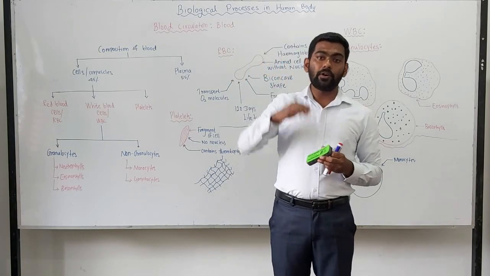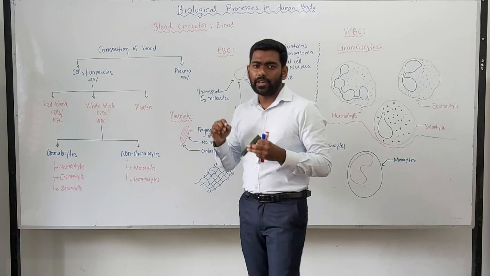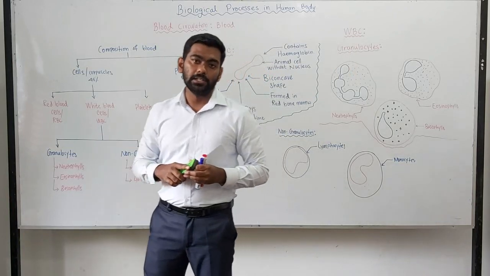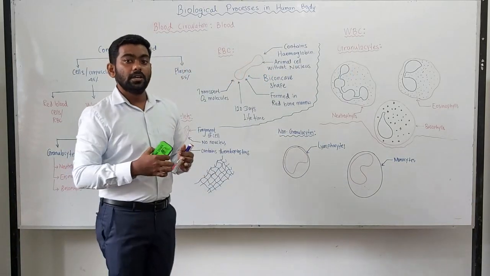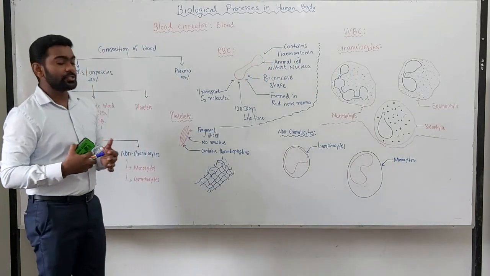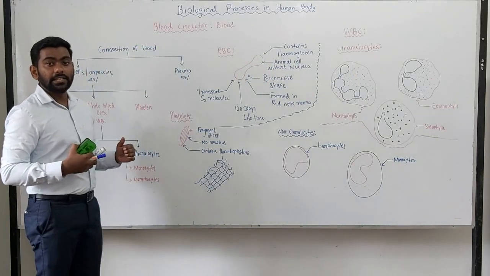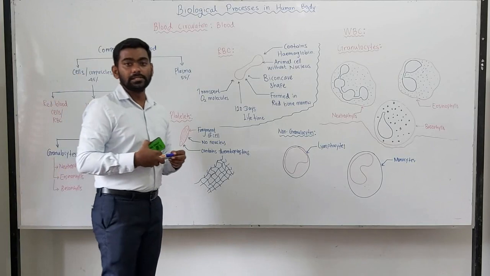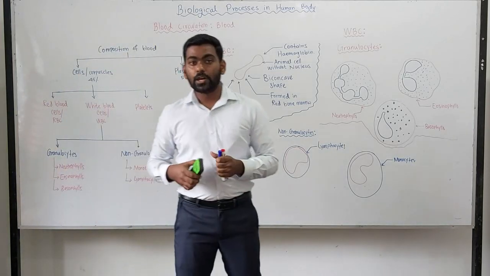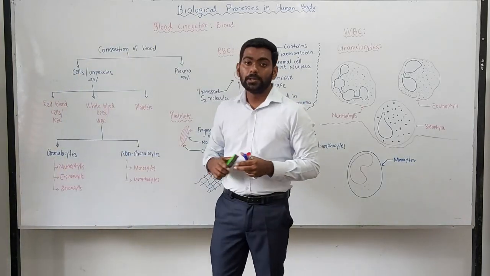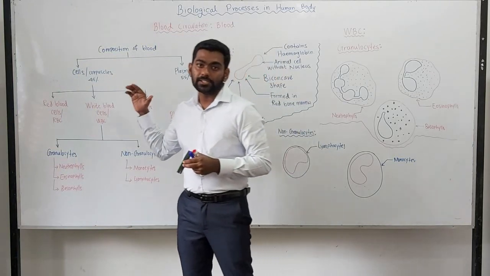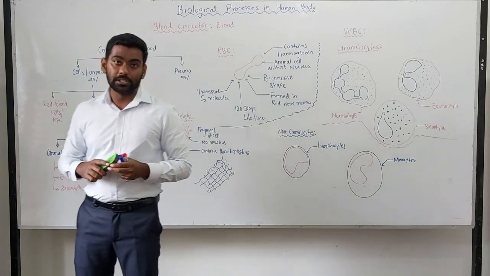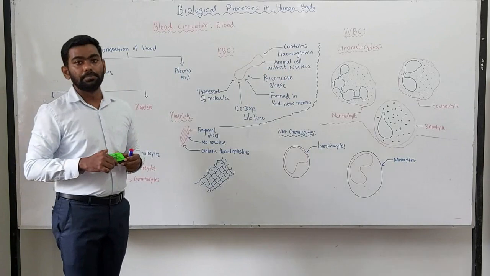And at the top of the particle layer, you can see very small particles. But we don't consider them as cells. It is a fragment of cells, without a nucleus. That is platelets. These are the three cellular components, or corpuscles, or particles in the blood.